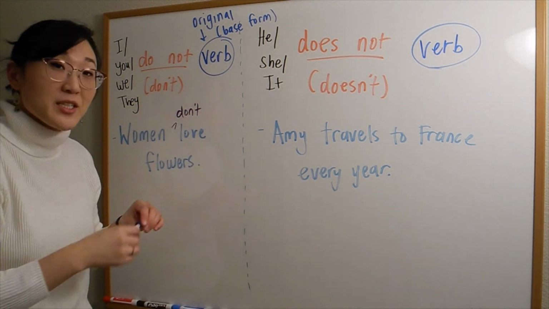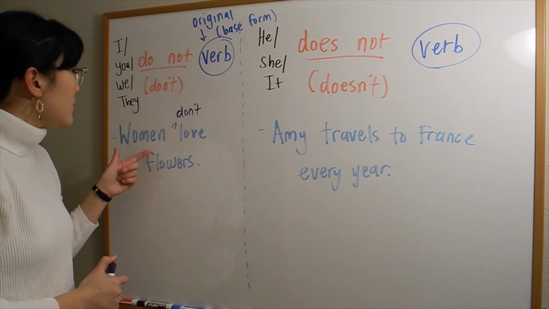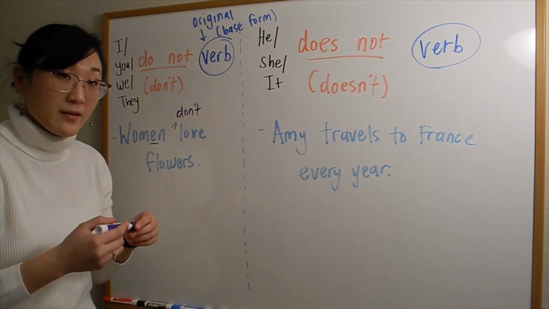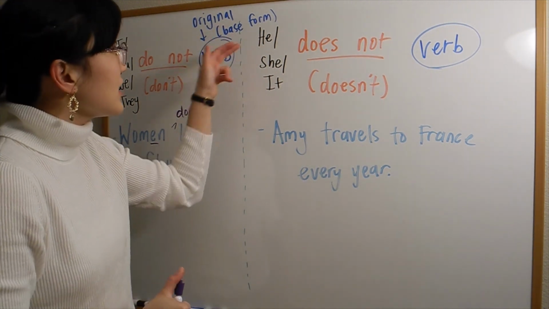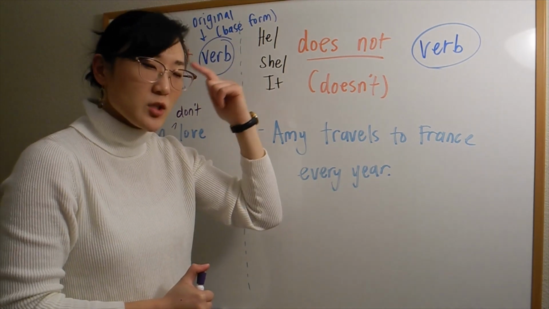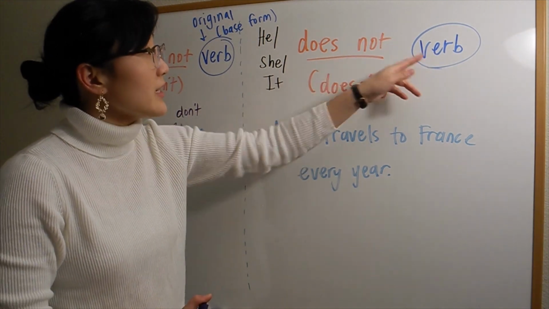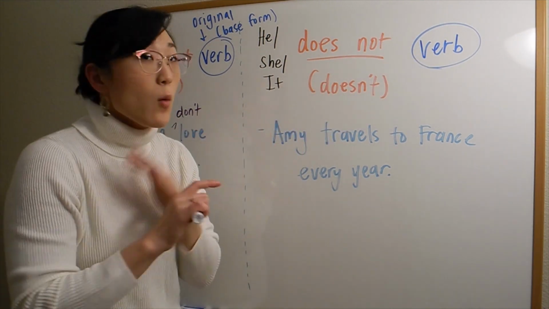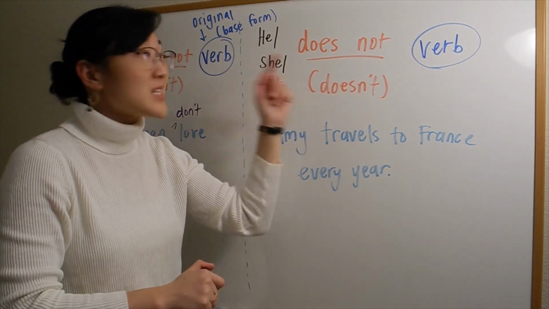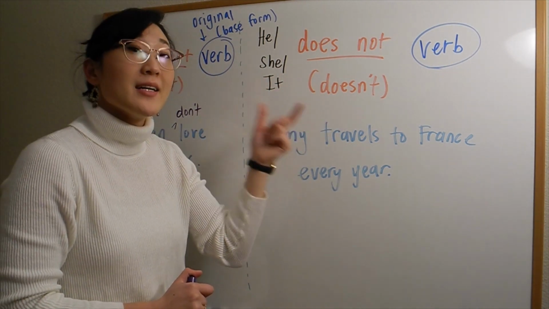Because Americans like to talk fast, so they abbreviate, they shorten it. So I could say women, because this is plural, right? Women don't love flowers, right? In this case, if I have he, she, it, in the simple present tense, we learned this is special, right? He, she, it. In that case, it's the same. The verb after the negative has no S, no ES, no IES. But we don't say do not, we say does not. It's special, right? Or to be shorter, we say doesn't.